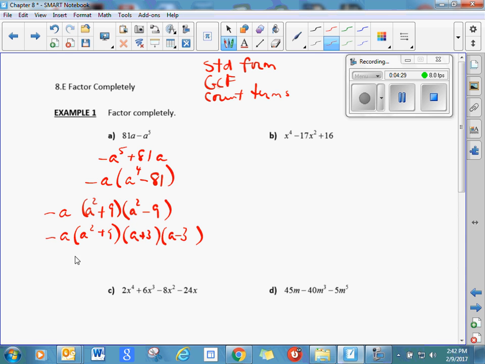And that's the answer right there. Lots of factoring going on. All right, let's look at number 2 quickly.